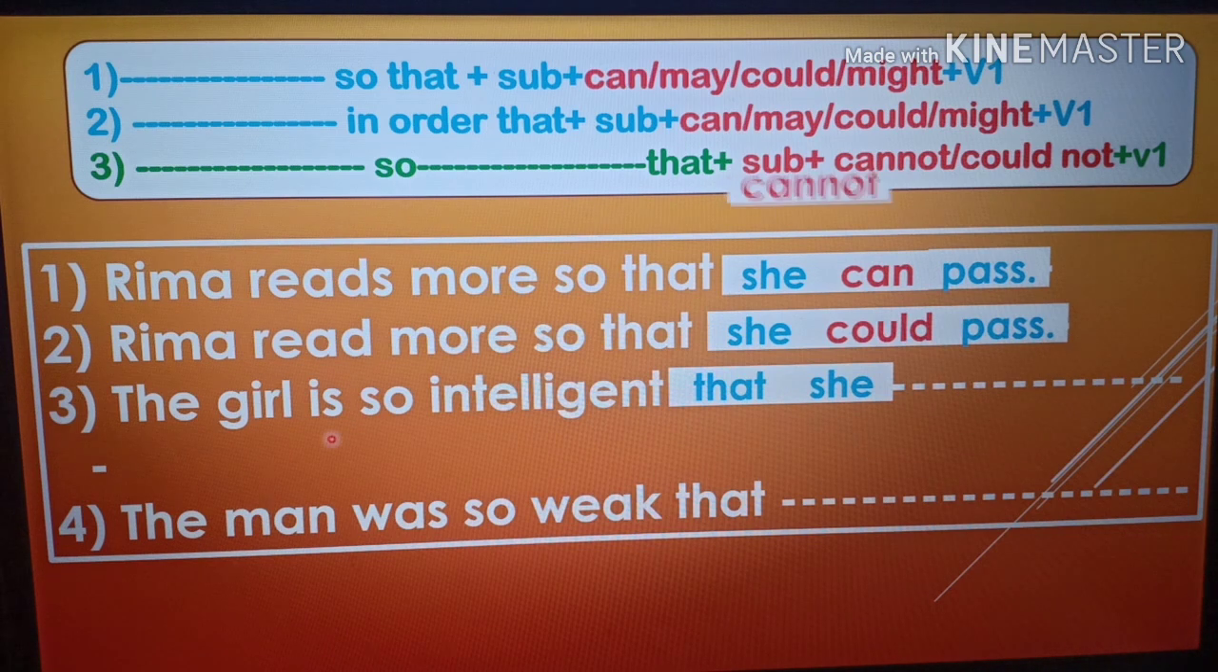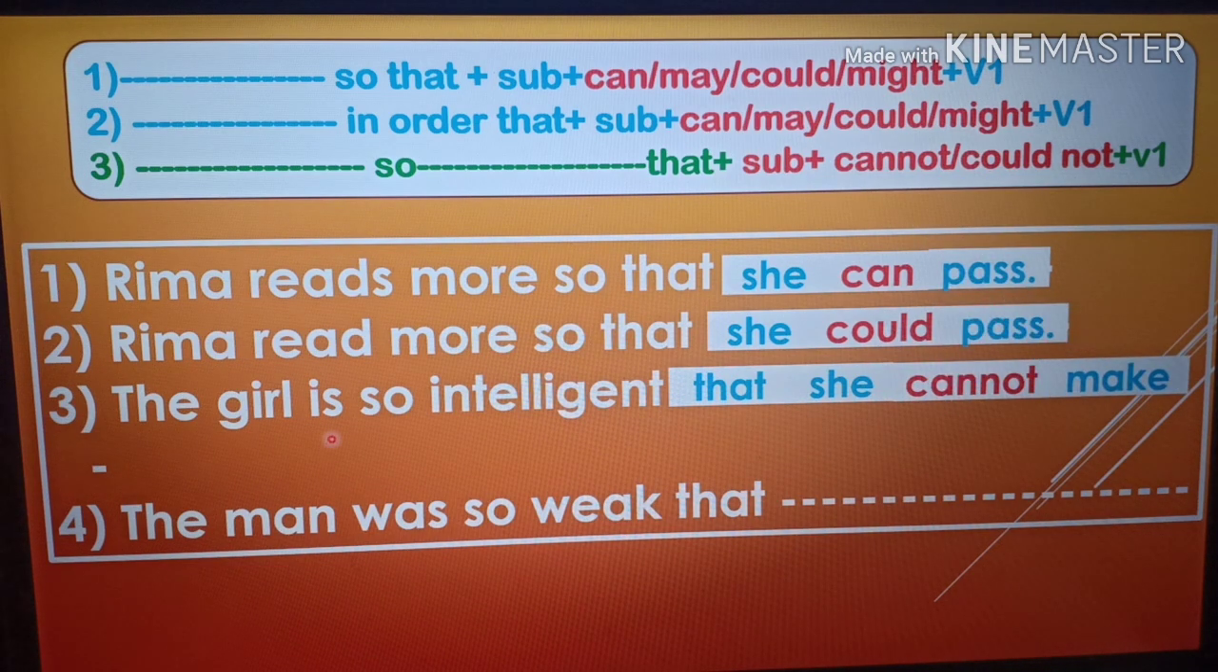Only cannot. She cannot make any mistake. The girl is so intelligent that she cannot make any mistake.